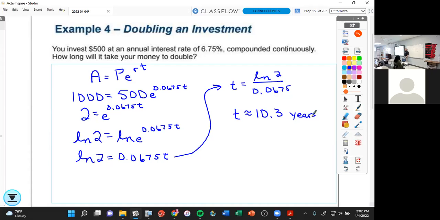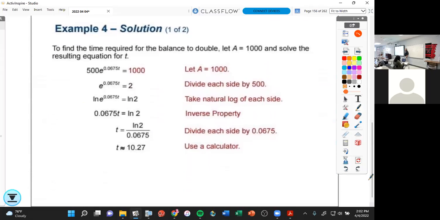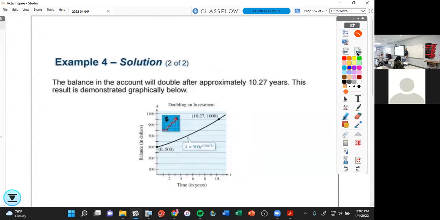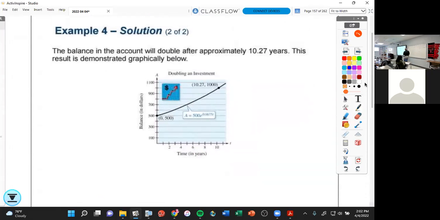Questions on this problem? Okay. There it is, worked out with explanations beside each step. There's a graph of what it would look like, which I don't know why they included that. They didn't ask for a graph. And that's it for 5-4.